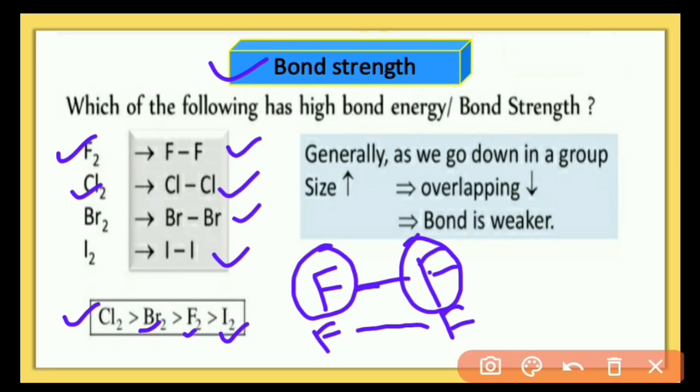Due to its higher atomic number, iodine's atomic size is larger, so its bond strength is weaker as compared to other elements. Generally when we go down the group, size increases and overlapping decreases, so the bond is weaker, but due to the very small size of fluorine, the bonding electrons repel each other, the bond length increases, and bond strength decreases. So in the halogen family, bond strength order is chlorine, bromine, fluorine, then iodine. This is a most important concept.